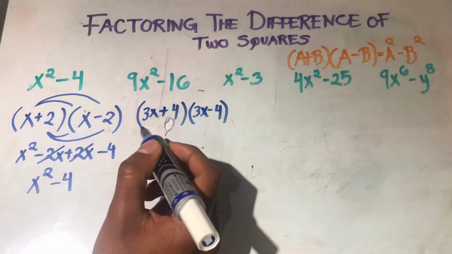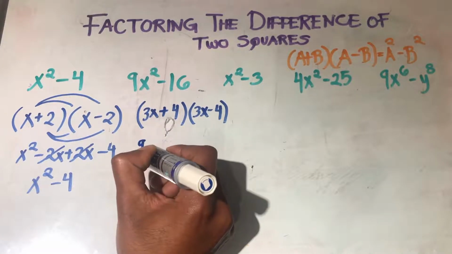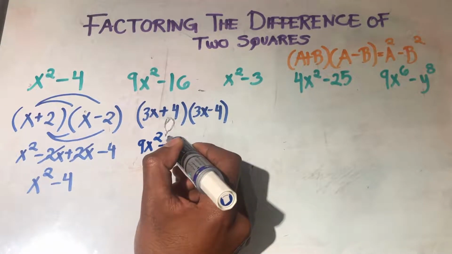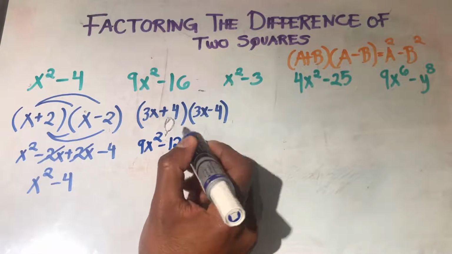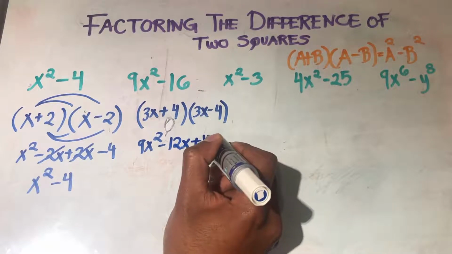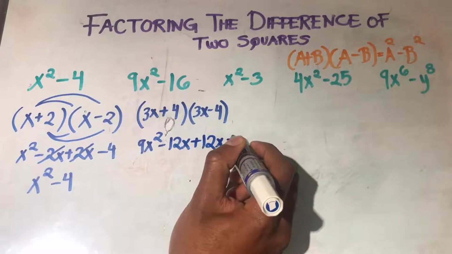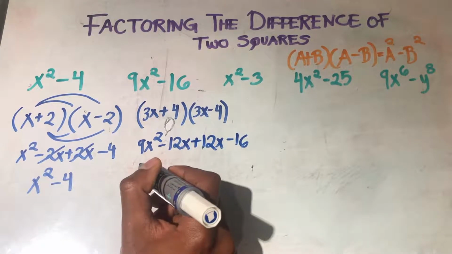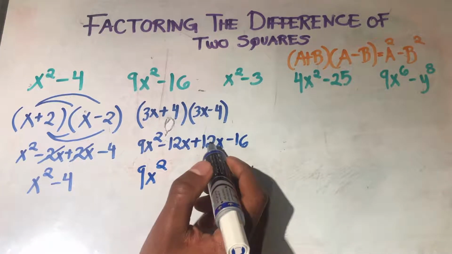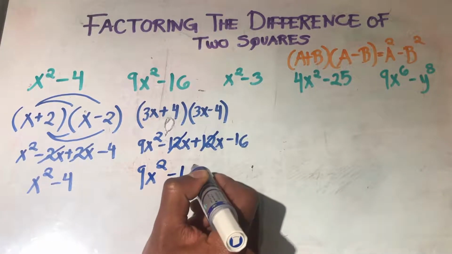If you want to go ahead and check, we can use the FOIL method again. We have 3x times 3x, which is going to give us 9x squared. 3x times negative 4 is going to give us negative 12x. Positive 4 times 3x is going to give us 12x. And then 4 times negative 4 is going to give us negative 16. Simplifying this, we're going to end up with 9x squared. Negative 12x plus 12x is just going to cancel. And then we're left with negative 16.